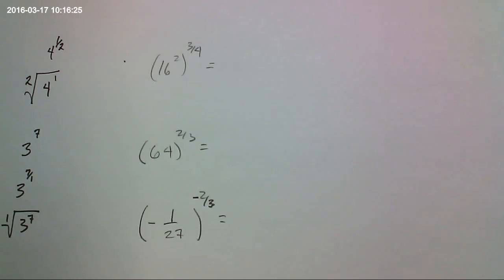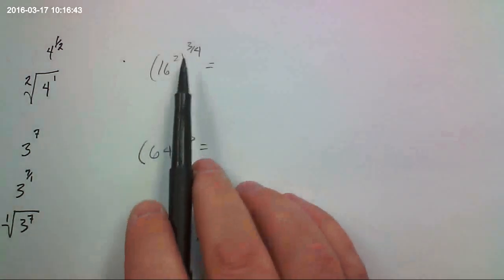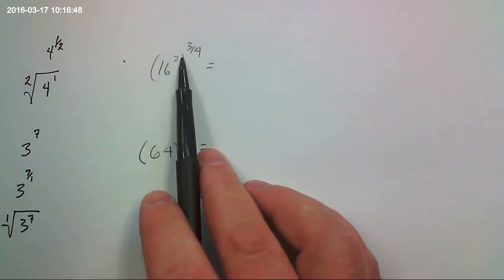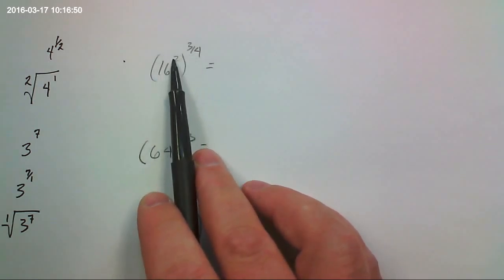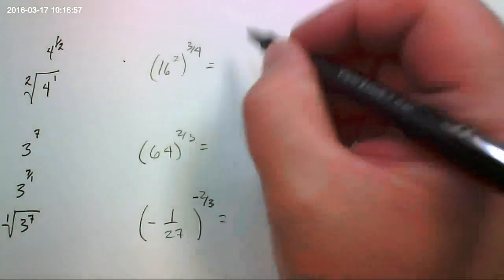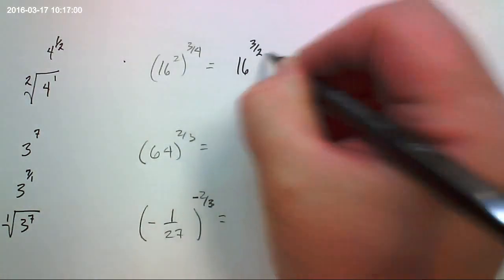Check this out. The thing that's tricky about exponents is that sometimes starting one way makes it easier, sometimes starting that same way makes it more complicated. And you don't really know, so you just try something and see how it goes. It doesn't really matter which way you start as long as you're following the rules correctly. A power raised to a power, the shortcut is you multiply them. So what is 2 times 3/4? 3 halves. 16 to the 3 halves power.